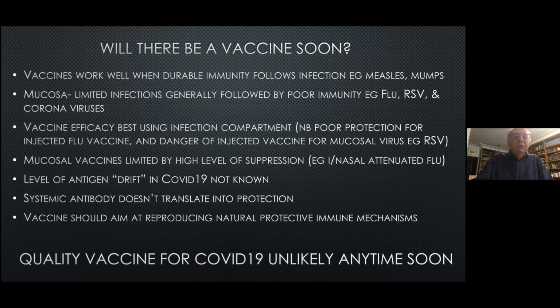Now, vaccine efficiency is therefore best if we present the vaccine in the compartment of the infection. So if you inject a vaccine, you're going to get good immunity in the systemic immune system, but you won't get good immunity in the compartment of the airways or the gut because you don't get a lot of exchange between the two systems. And mucosal vaccines, which might sound very logical, are not particularly effective because you have a high level of suppression of immunity occurring. And that's essentially to prevent the mucosal surfaces from blowing up in the presence of a sea of infective organisms.